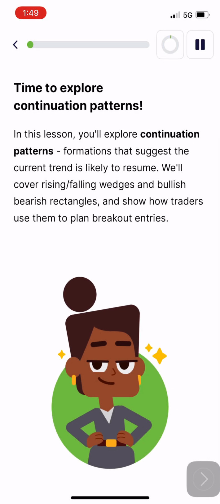Time to explore continuation patterns. In this lesson, you'll explore continuation patterns, formations that suggest the current trend is likely to resume. We'll cover rising and falling wedges, and bullish and bearish rectangles, and show how traders use them to plan breakout entries.